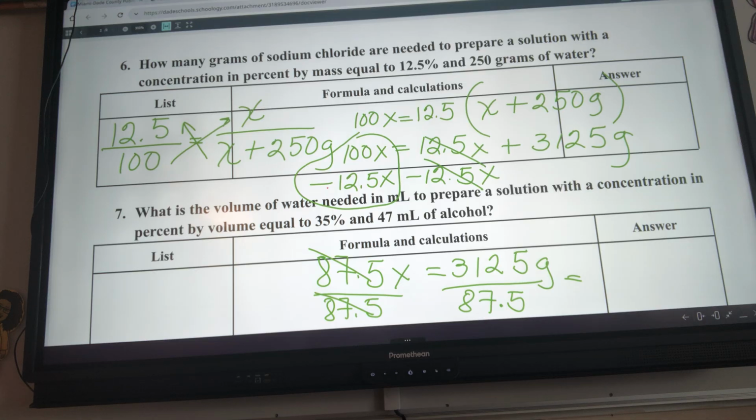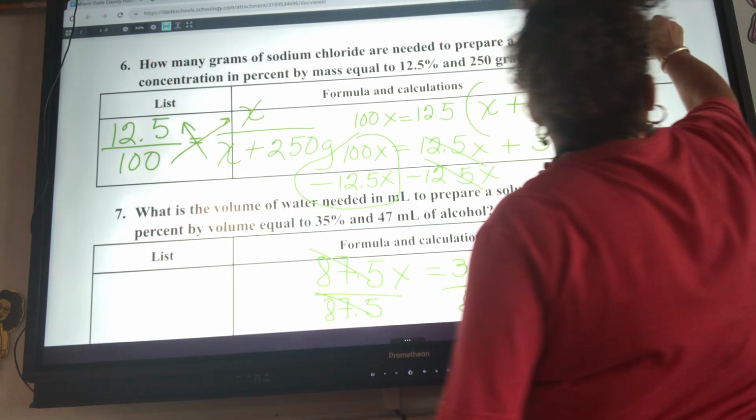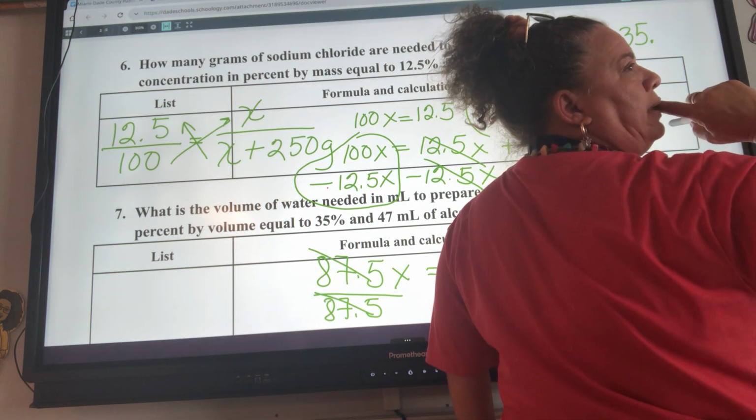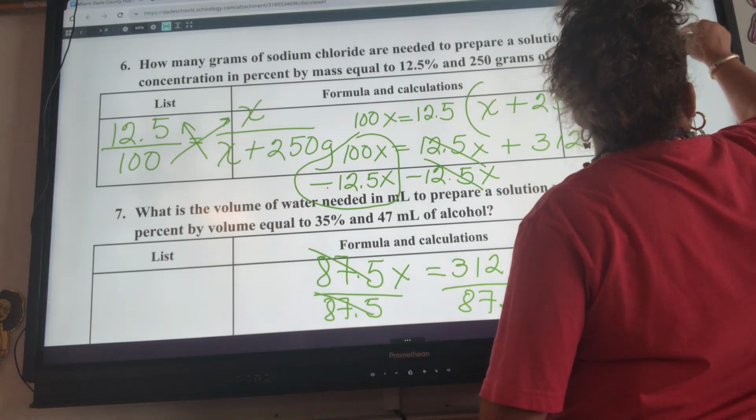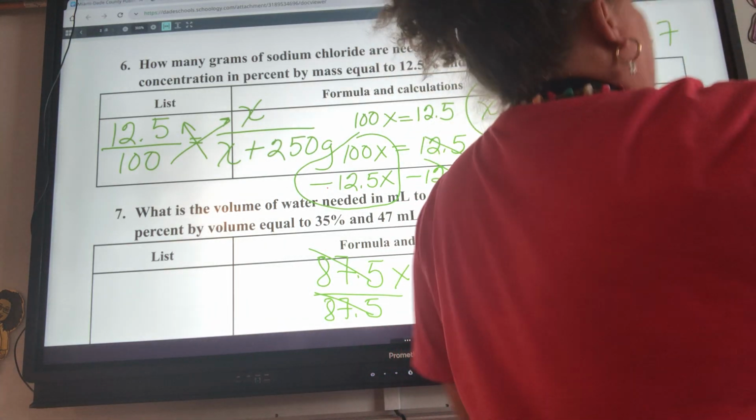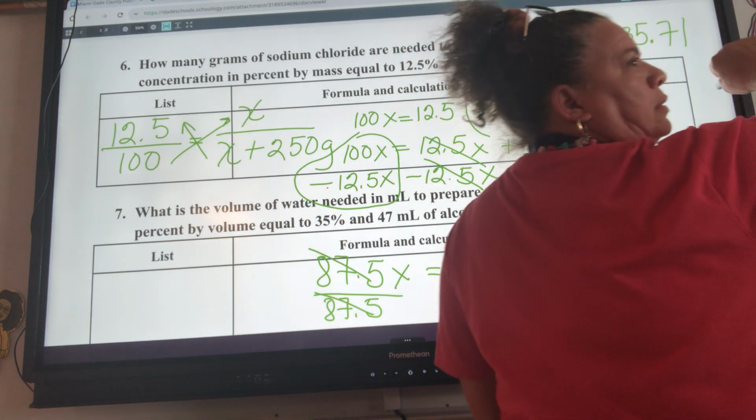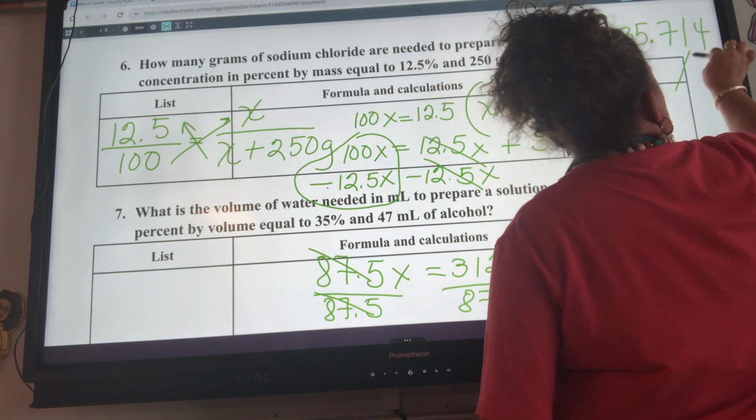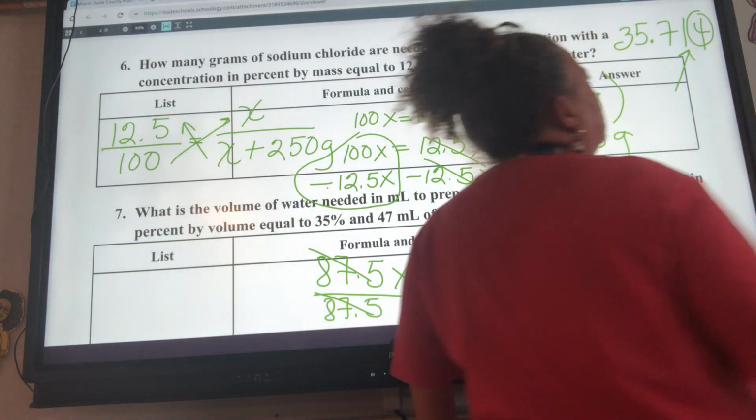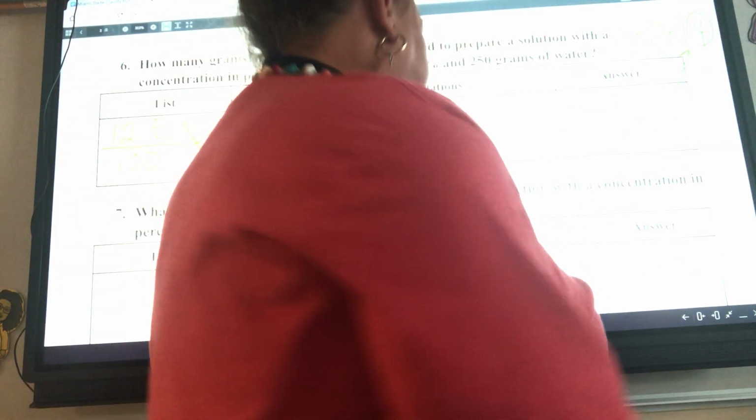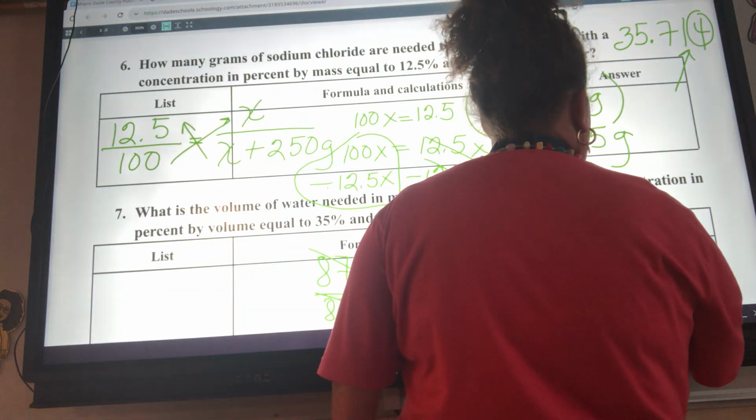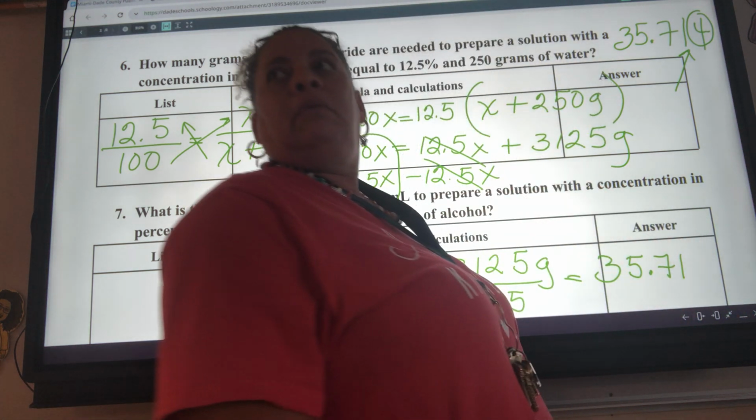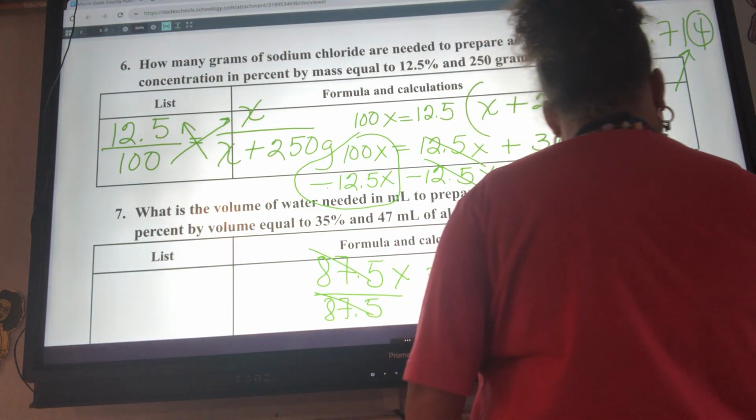35.171. I'm going to put that over here. 35.7. After the 7, what is the number that you have? 1. After the 1, what is the number that you have? 4. So I'm going to round to the nearest hundredth. And since this is a 4, 35.71 grams.